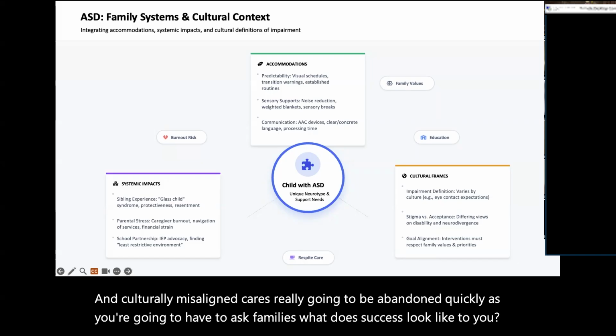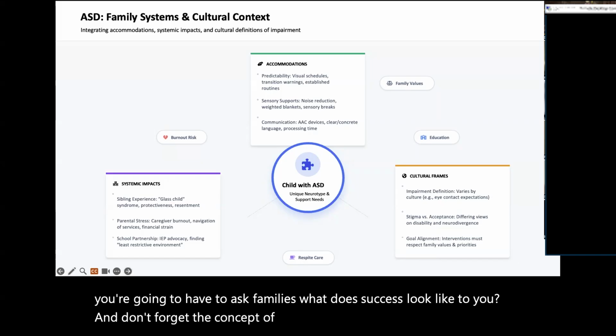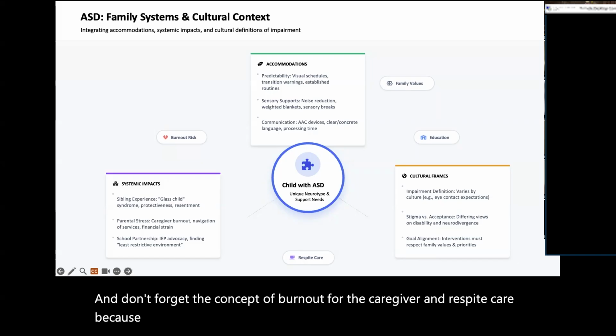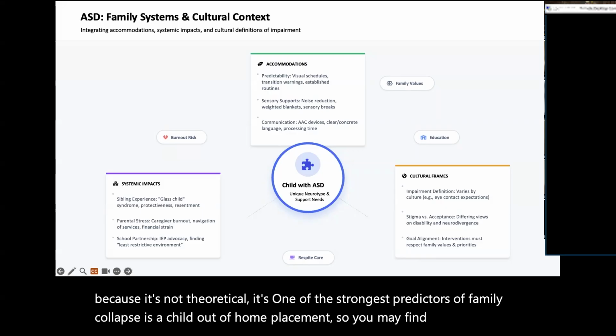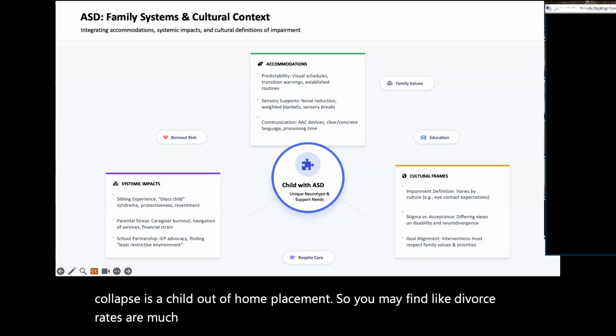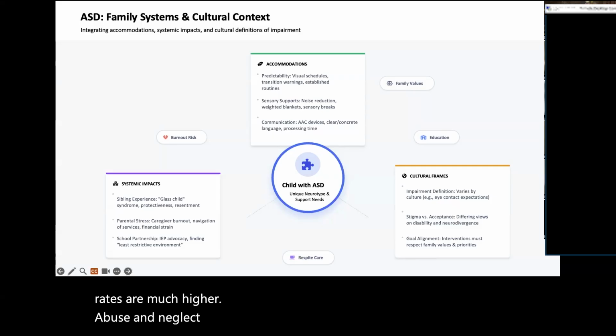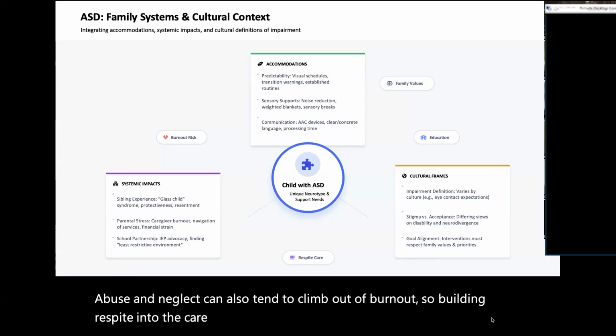And don't forget the concept of burnout for the caregiver and respite care, because it's not theoretical. It's one of the strongest predictors of family collapse and a child's out of home placement. So you may find divorce rates are much higher. Abuse and neglect can also tend to climb out of burnout. So building respite into the care plan is essential.